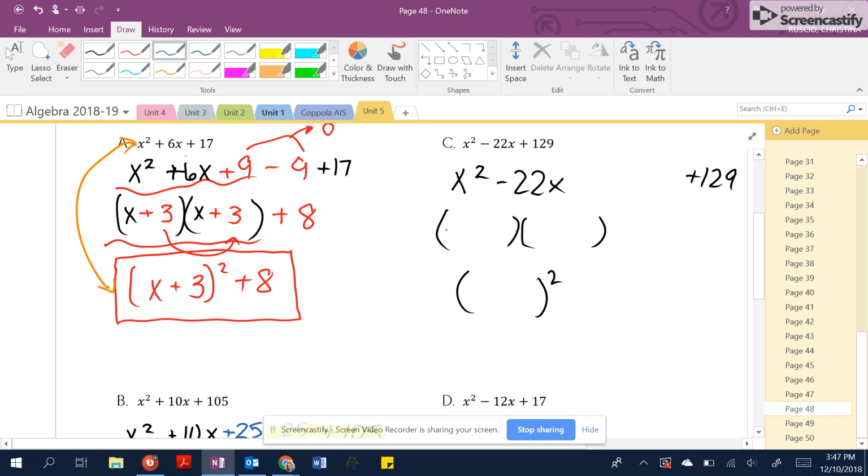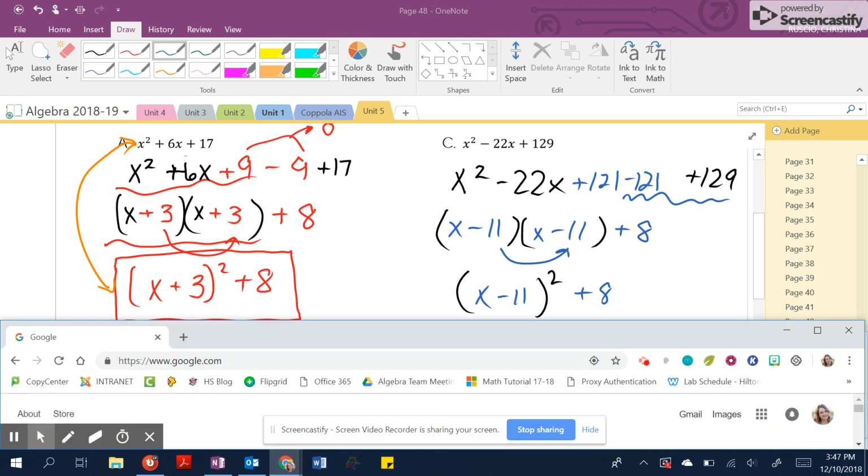So x times x gives us x squared. What number plus itself is minus 22? Yep. Some of you are like, oh, just divide it by 2. Yeah, you're right. What's negative 11 times negative 11? Positive 121. If we add it, we got to subtract it. And then there's my leftovers. Let's group those together. Plus 8. So x minus 11 all squared plus 8.